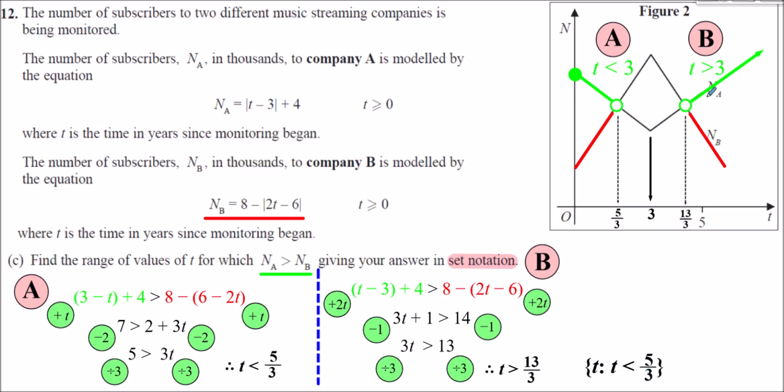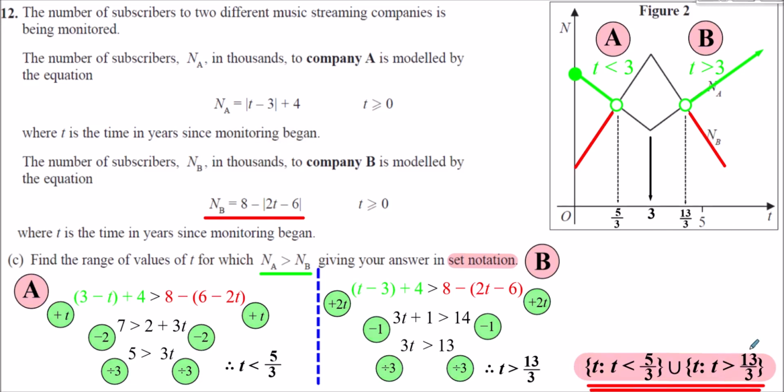The second part of this, of course, is when t is greater than 13 over 3. So those are the two parts. We now join them with the union symbol, and that's question 12 complete. Whoops, or at least it would be complete if I had the brain cells to remember that there is in fact a part D. But never mind, part D is actually very nice and relatively painless.